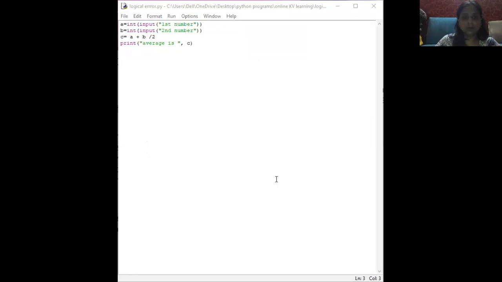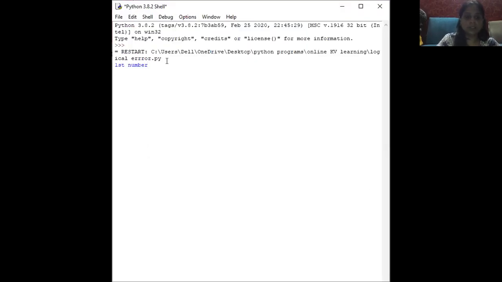Now see, when we run this program, it shows something like this. For the first number, for example, I have entered 56. For the second number, I have entered, let's say, 34. Now the average is 73. What should be the average? 56 plus 34 should be 90, and 90 divided by 2 would be 45. It means the average of 56 and 34 is 45, but we are getting 73. Now, see what's the reason behind it.